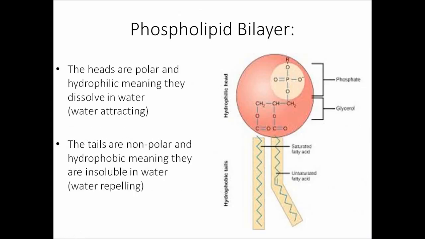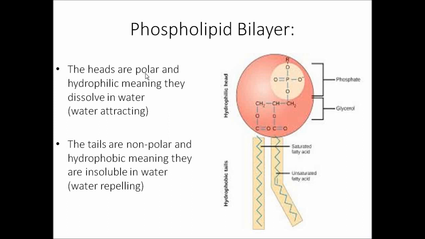Taking a deeper look at the anatomy of our phospholipid bilayer, I've got a diagram here of a single phospholipid, and the first region is the heads. So we've got our phosphate-containing heads. These are our heads up here, and they're described as being a very polar substance.